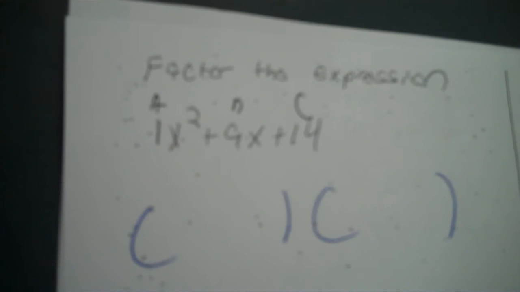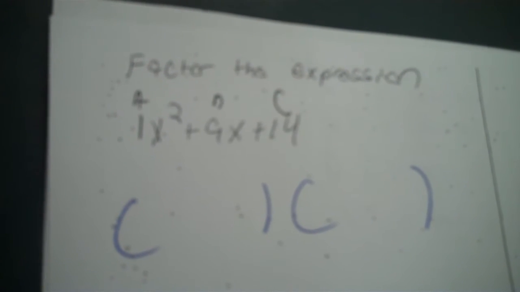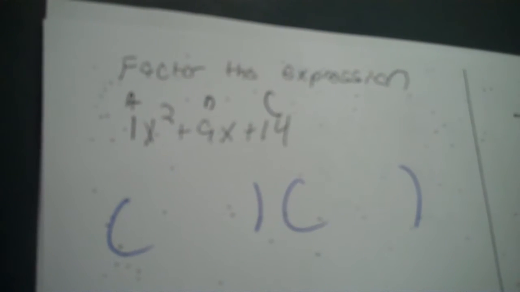Now, why am I doing this again? We've already learned this, but what we're doing today is going from here, and we're getting back to the 2 parentheses. Now, this is how you're going to do your 2 parentheses. You have 1x to the second plus 9x plus 14. You're going backwards and making the 2 parentheses. You're going in the opposite direction. Now, here's what you're going to do, okay?